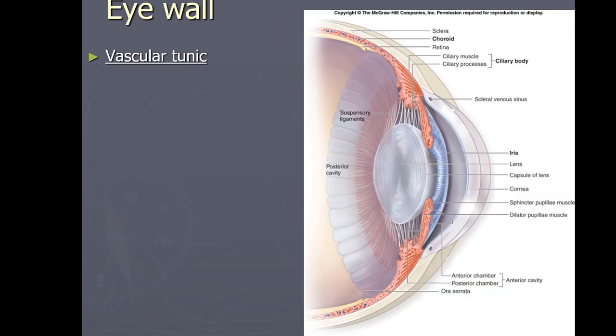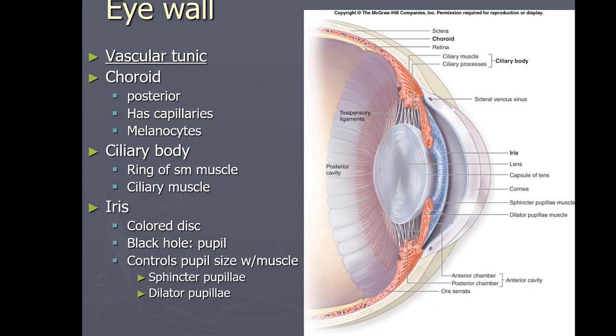All right, moving into the middle layer, the vascular tunic. A few things going on here. I'm going to go out of order just to make it a little bit easier. This structure right here that is colored, it's a colored ring, a colored disc. That's called the iris. And in the middle of that disc, there's basically an opening, and it appears as a black dot. That's your pupil. But it's not actually a black dot. It's actually an opening, and that allows light to get in. It looks black because you can't see anything behind it. But that black hole is the pupil.